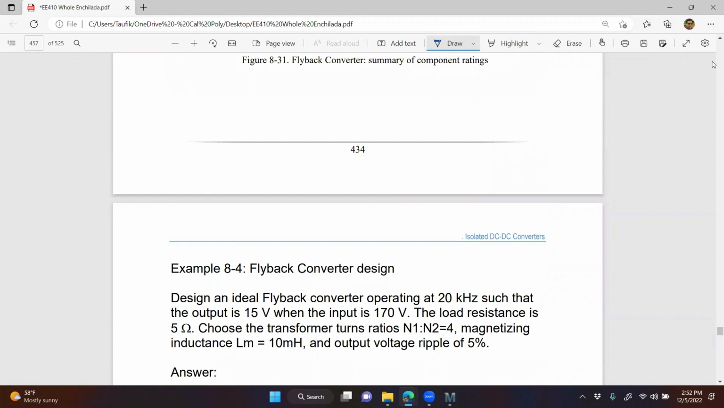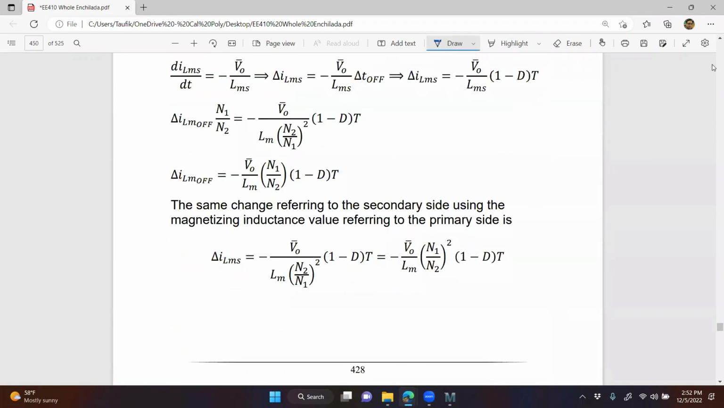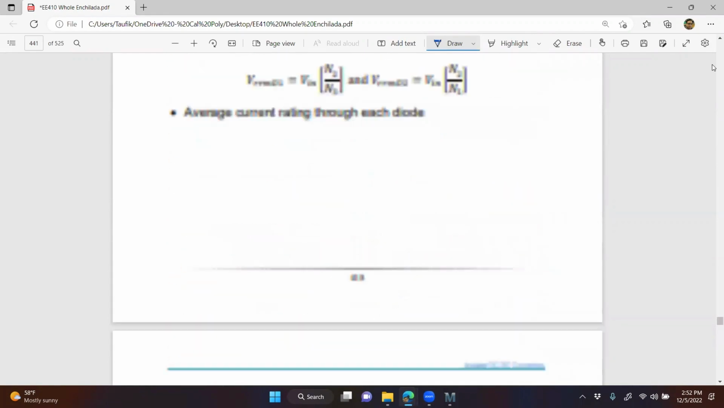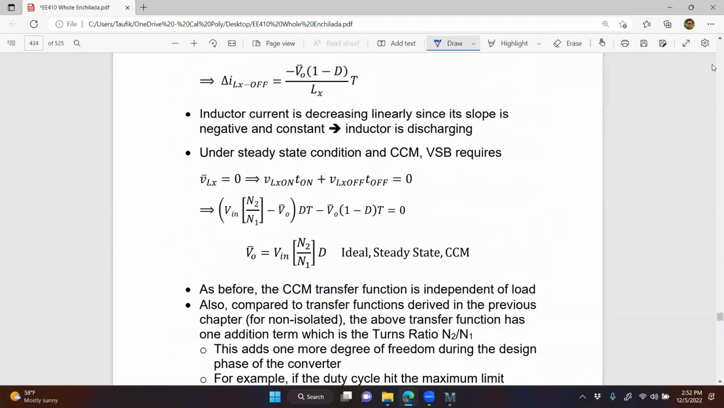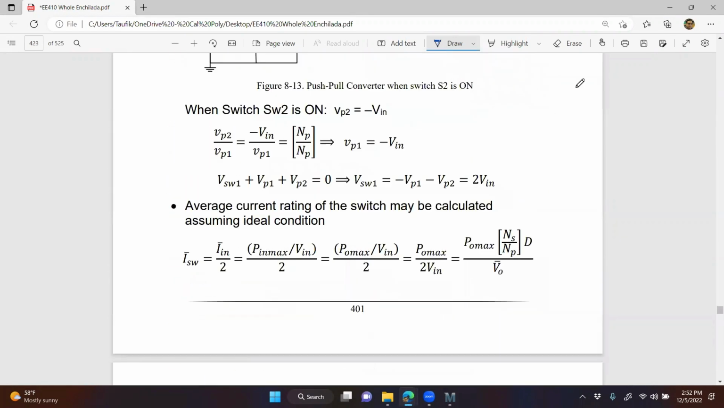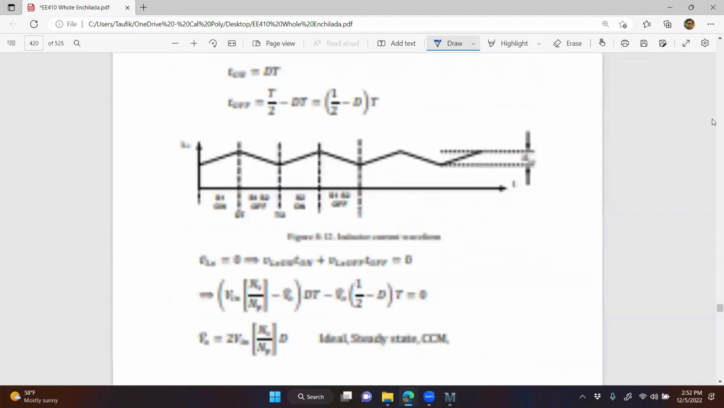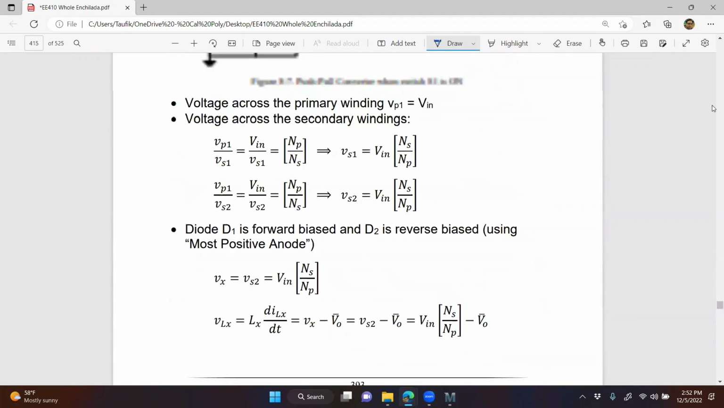Oops. Oh boy. Okay, let's see. Can you still see the screen? Yeah, we can still see it. Okay, something is wrong with my mouse. Hang on. Let's see.